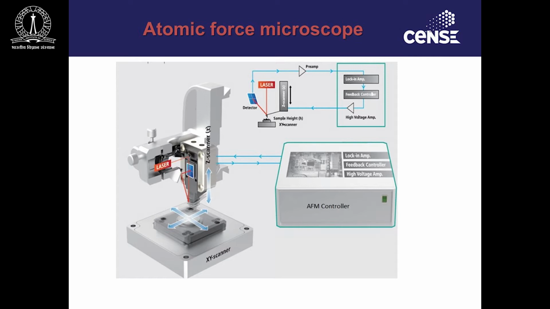If you look at the atomic force microscope, this is how the schematic looks. It has a main scanner head which can scan over an XY stage. So this is where we would keep our samples. And this is a controller which talks to both the computer and also the scanner head over here. So this controller has all the lock-in amplifiers, feedback controller, and also high voltage amplification factors here. This is how the schematic looks.